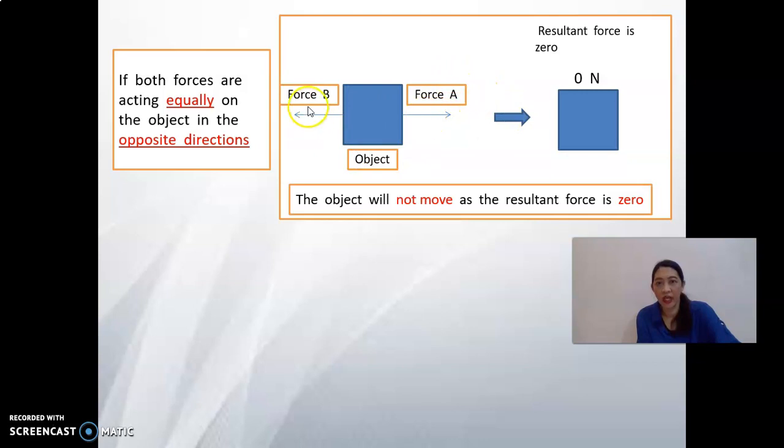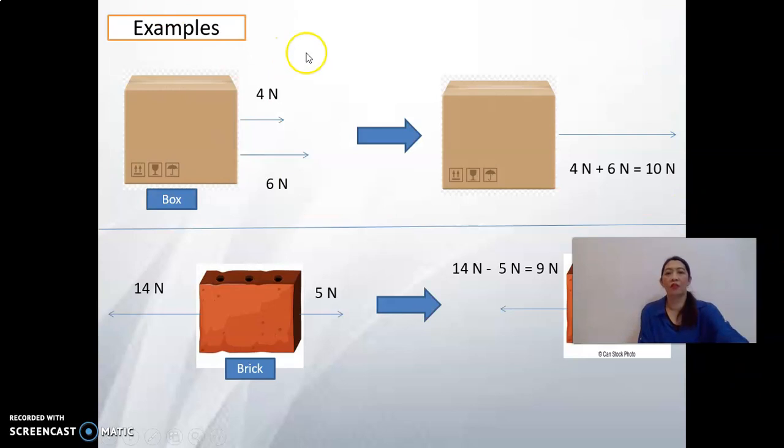So this is force B and force A, the same, equally. So equal to 0, the answer is 0 Newton. The resultant force is 0. So the object will not move as the resultant force is 0. So these are the examples.